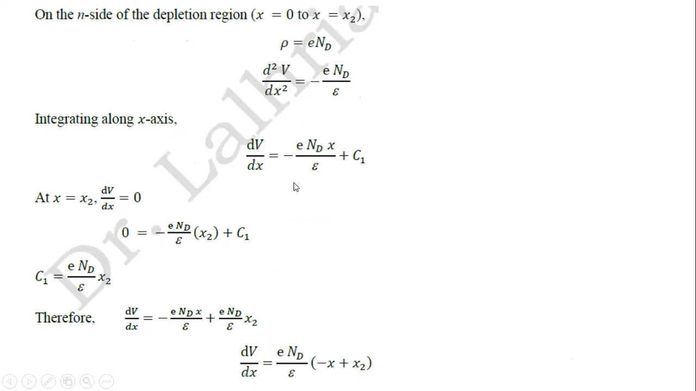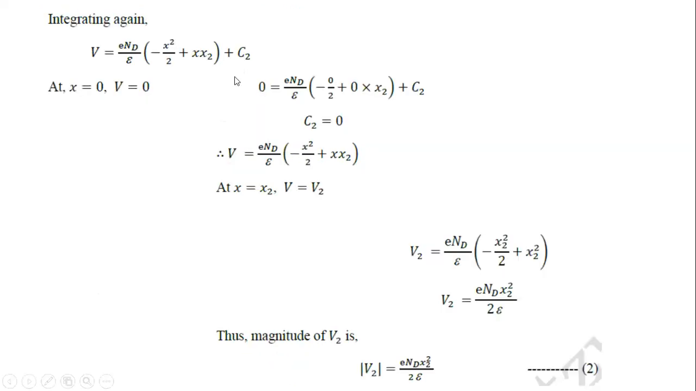Then by putting x equal to x2 here, you can calculate your c1 value, and then by putting the c1 value in this equation, this is what you get. Then you do the integration once again. Integration of dv will be v, and integration of minus x will be minus x square upon 2. x2 is constant, so x2 into x, plus a certain integration constant c2.